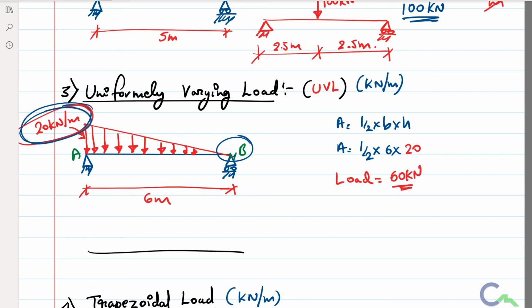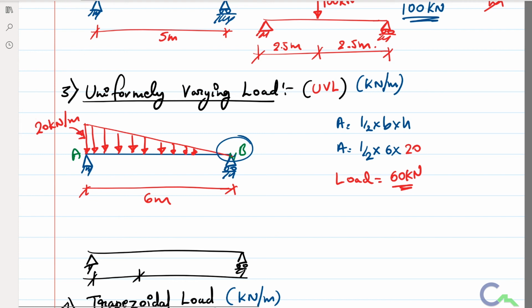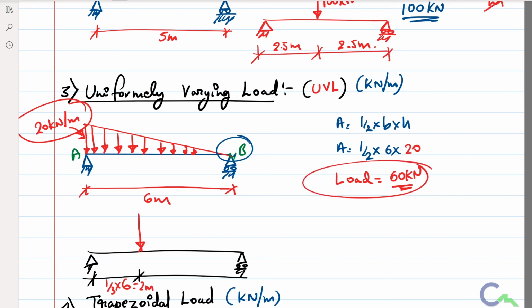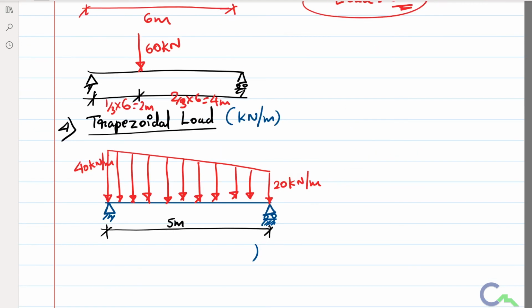The question is where it is going to act. From the higher intensity, it is going to act at 1/3 of the span. In this case, the higher intensity is 20 kilonewton per meter. Therefore, 1/3 of the span of 6 meter is 2 meter. So at a distance of 2 meter from the higher intensity, the point load which we converted from the UVL is going to act. That means from the lower intensity it is going to act at 2/3 of the span, that is 4 meter.